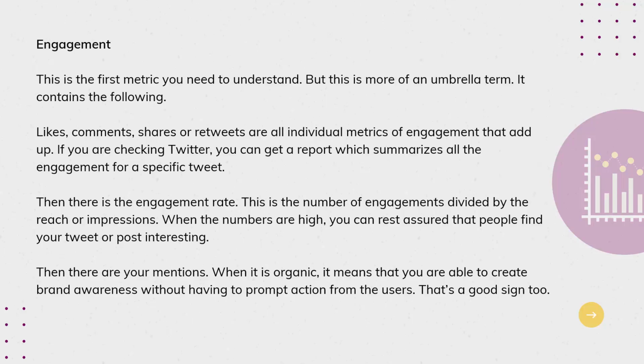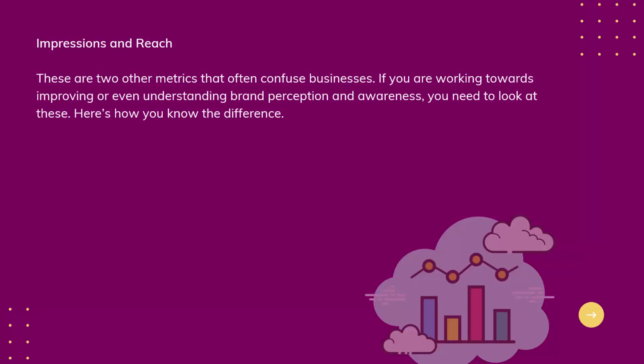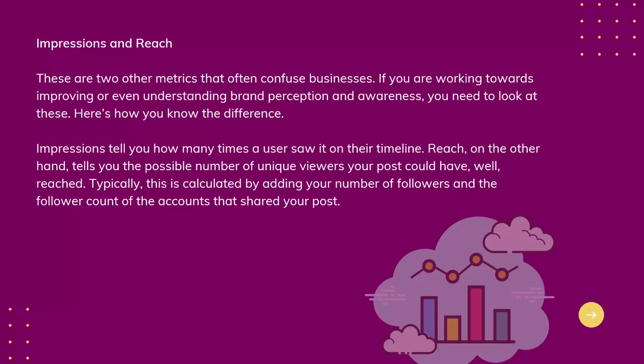Impressions and reach. These are two other metrics that often confuse businesses. If you are working towards improving or even understanding brand perception and awareness, you need to look at these. Here's how you know the difference. Impressions tell you how many times a user saw it on their timeline. Reach, on the other hand, tells you the possible number of unique viewers your post could have, well, reached. Typically, this is calculated by adding your number of followers and the follower count of the accounts that shared your post.